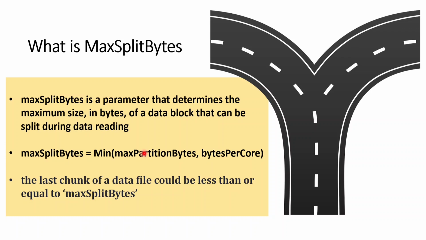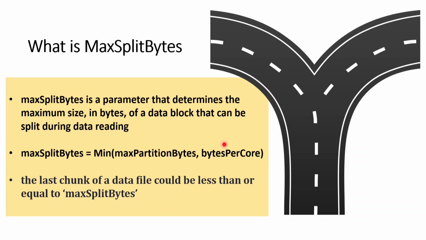Let us assume by default we are giving 128 megabytes, and bytes per core is coming as 200 megabytes. Then max split bytes will be considered as the minimum value of these two. Here 128 megabytes, here 200 megabytes. Which is minimum? 128 megabytes. Then 128 megabytes will be decided as the partition size in that particular data frame reader. And let us assume the maximum partition size is 128 megabytes, but the calculated bytes per core is coming as 80. Then the minimum of 128 comma 80 is 80. Then 80 will be the partition size for that particular data frame reader.